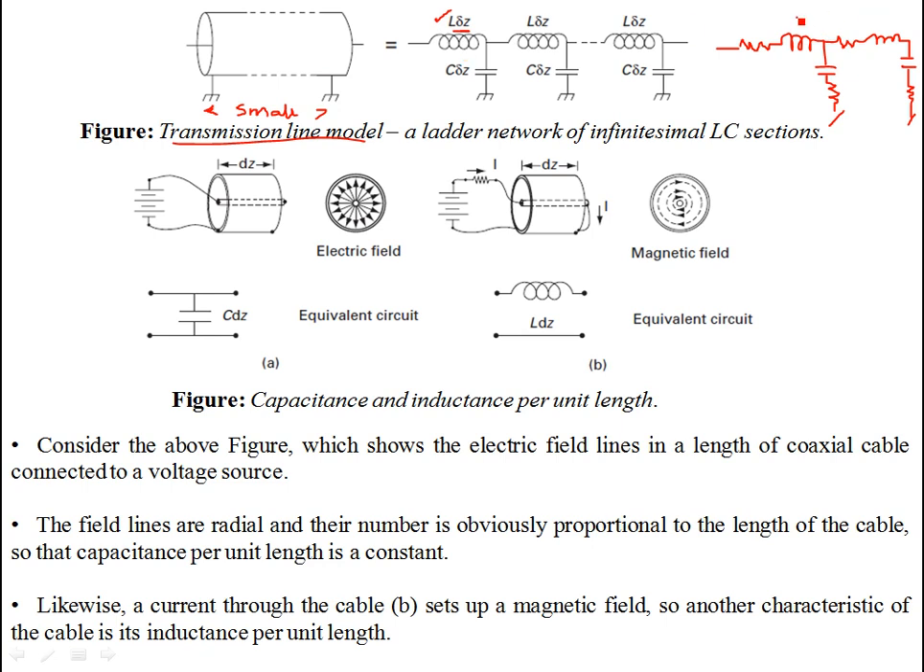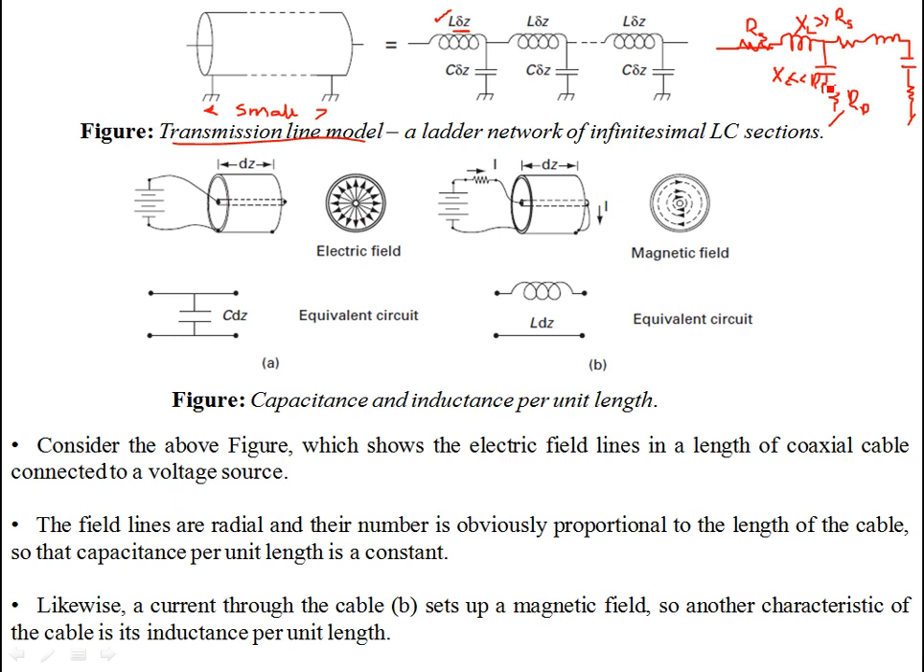So this inductive reactance XL is much greater than the series resistance RS at high frequencies, call it VHF, ultra high frequencies, microwave frequencies. It could become much greater than RS. So RS is not important here, and you can short this out. Similarly, for a capacitor, XC becomes much, much smaller than the parallel resistance RP.